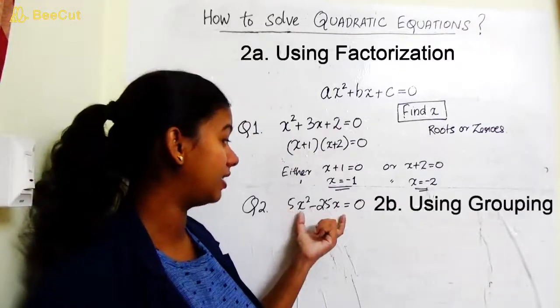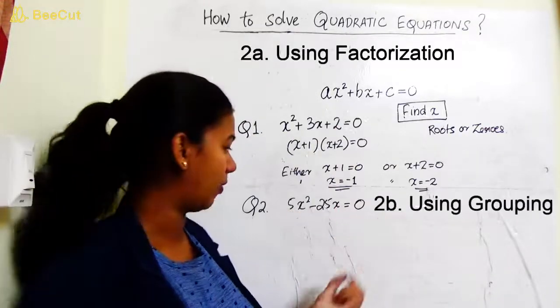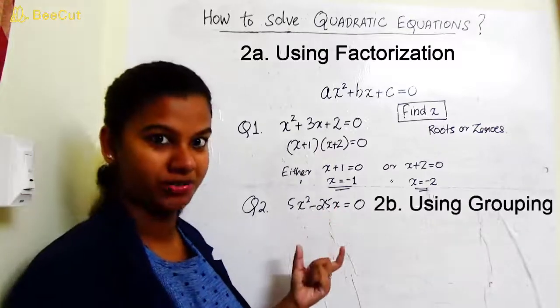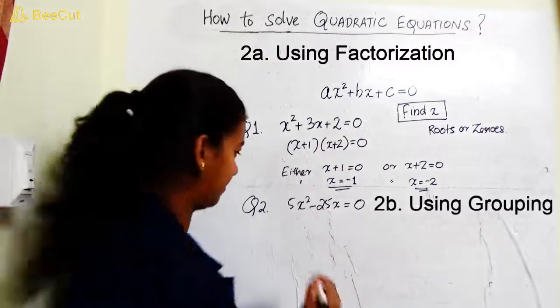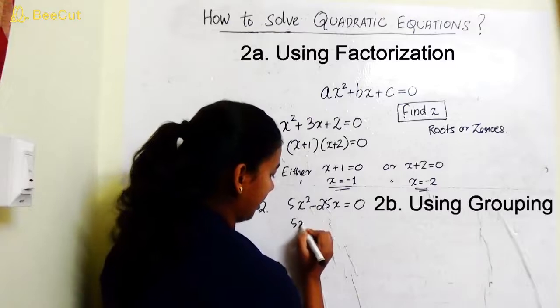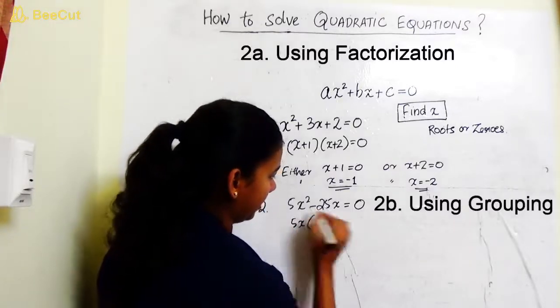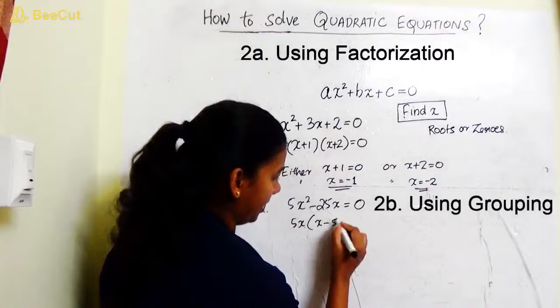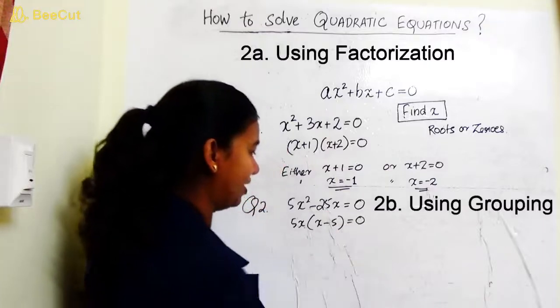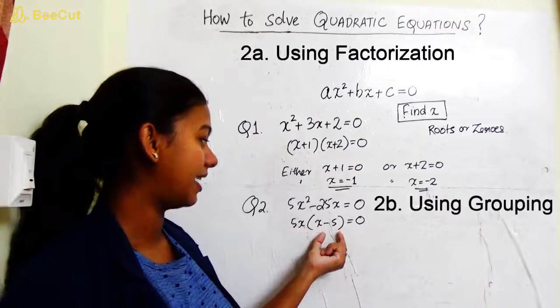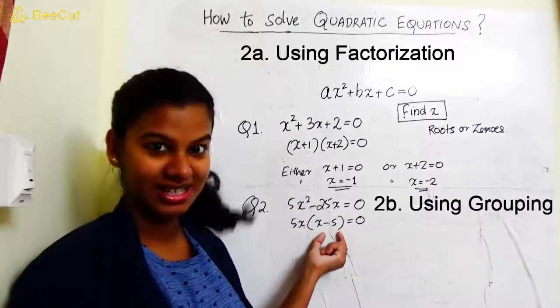5x square minus 25x equal to 0. Now if you notice this, I can take 5x common out of it. That is the method of grouping. So if I take 5x common, it will be x minus 25 divided by 5, which is 5, equal to 0. So I have two factors. One is 5x and one is x minus 5.